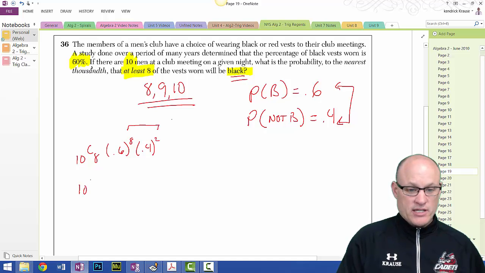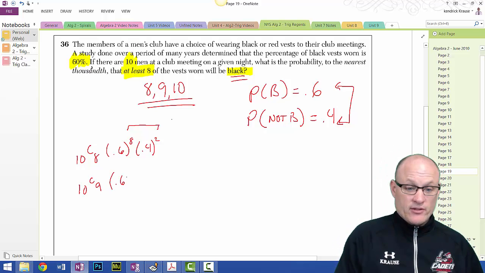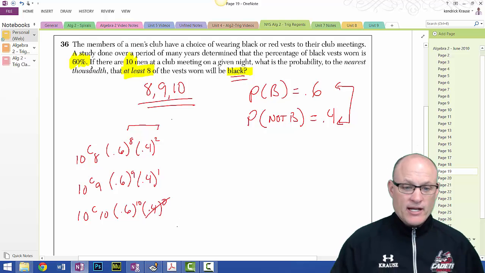But we also need 10 choose 9. And we're going to do 0.6 to the 9, 0.4 to the 1. And then we're also going to do 10 choose 10, 0.6 to the 10, 0.4 to the 0, which we don't really need. And we got to get their decimal values.